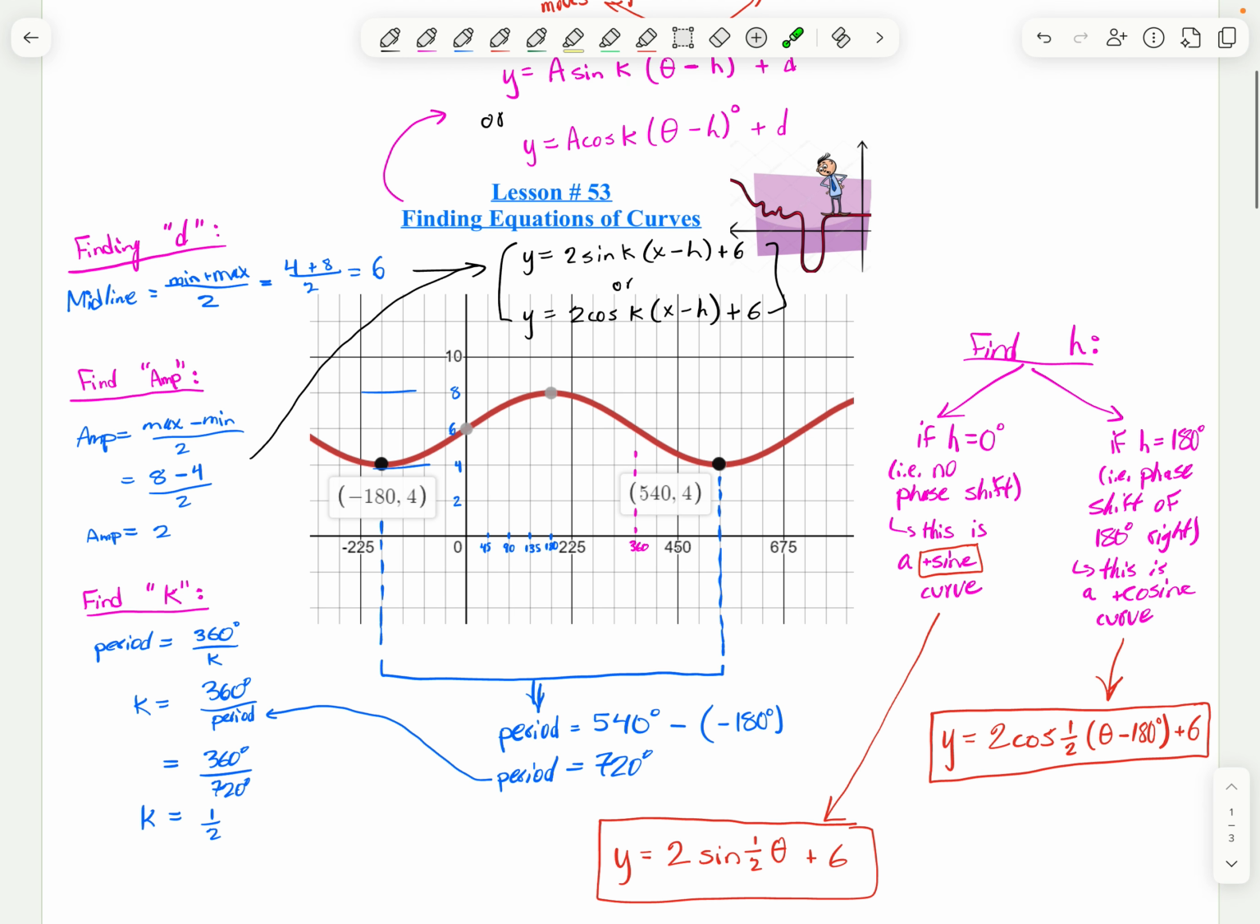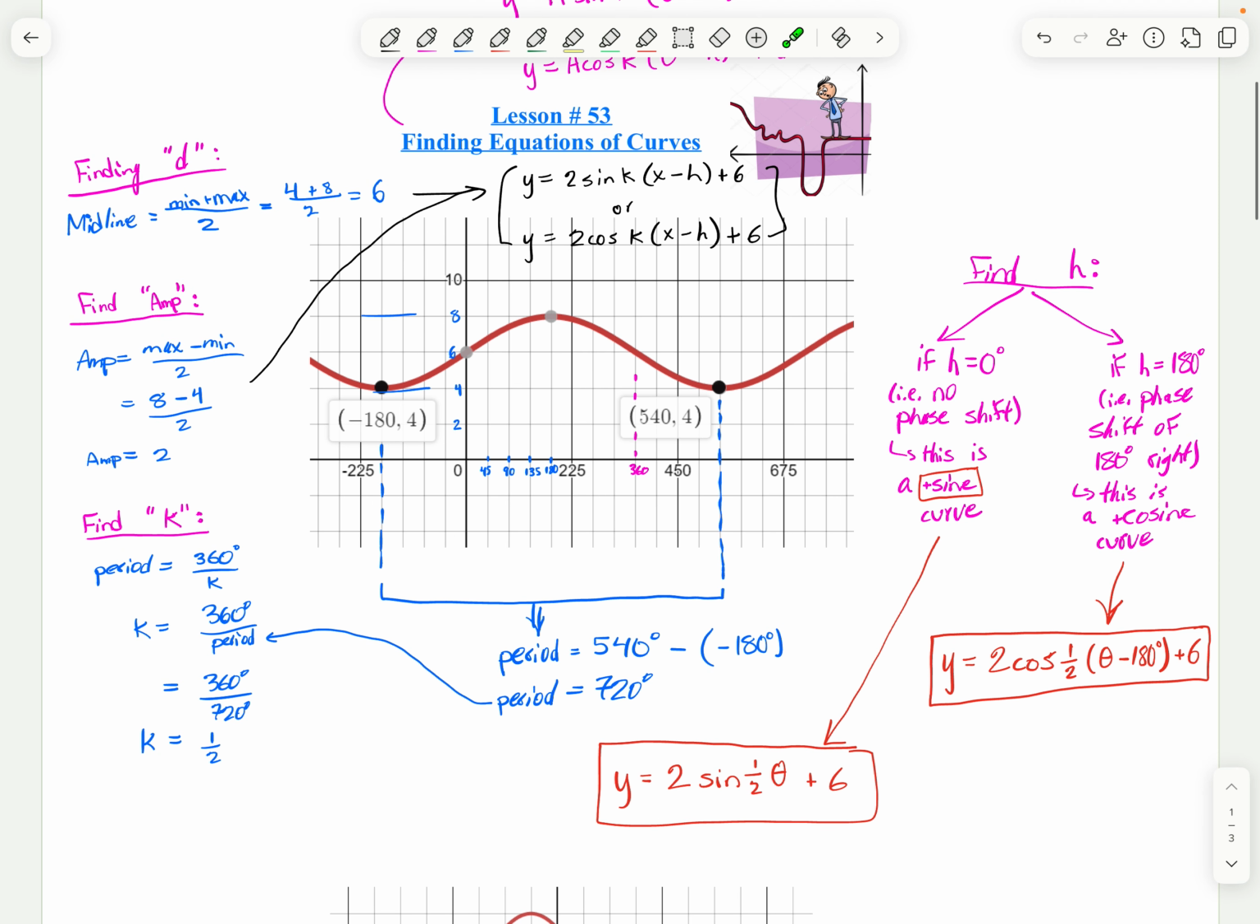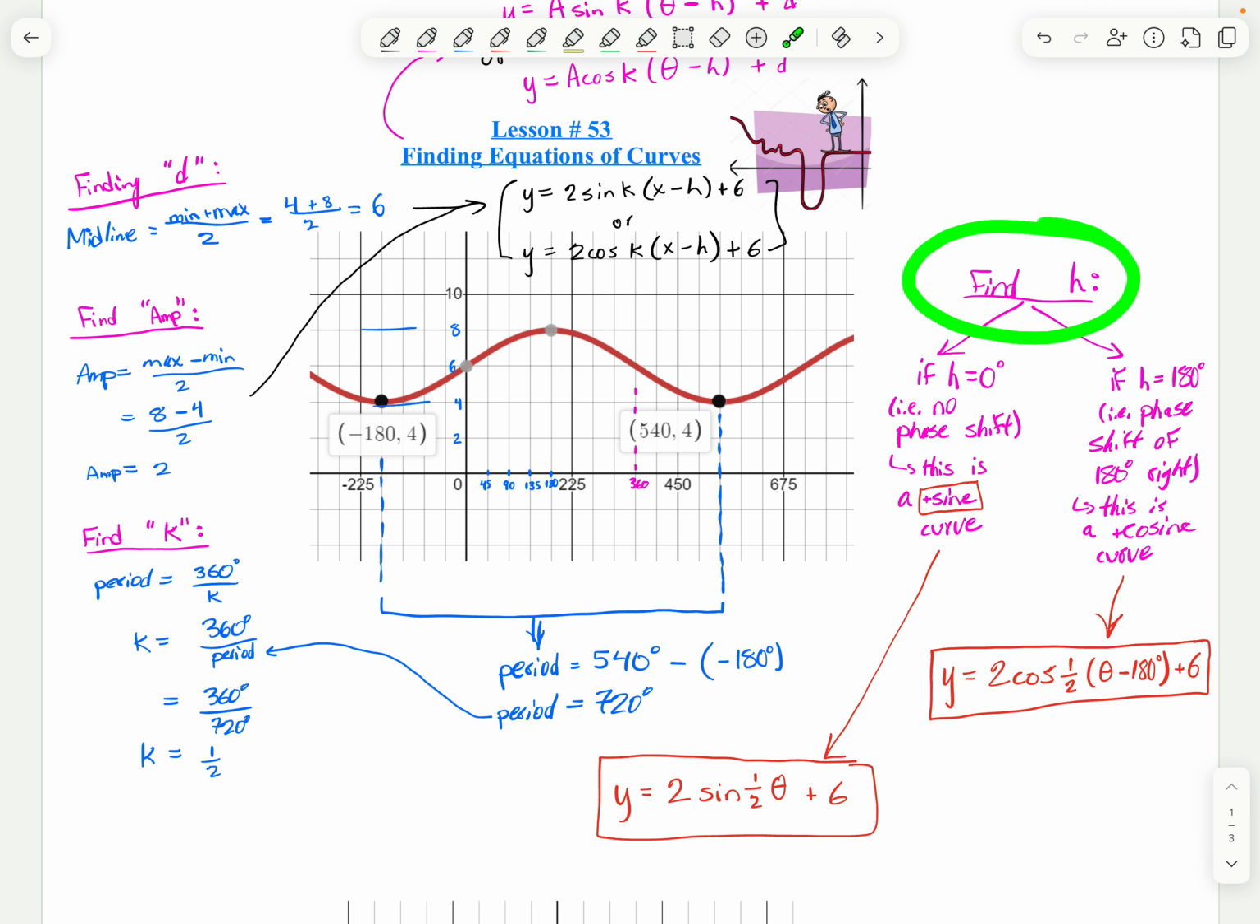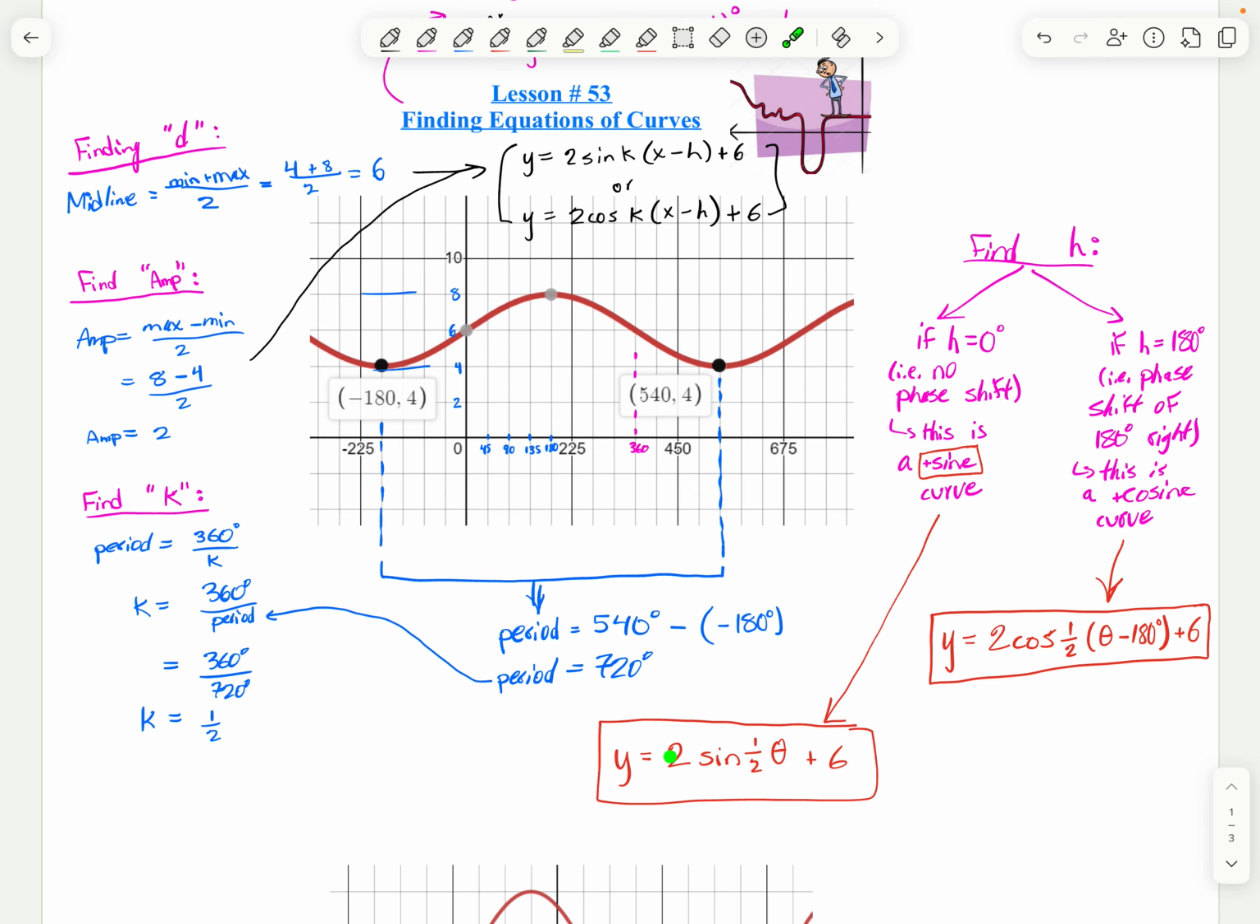Now we have to decide, am I going to use sine or cosine? And that's going to help us figure out what the h value is. So I look at x equals 0 here, and I notice the graph actually crosses the midline y equals 6 and is going up. So this matches a positive sine curve. So a nice sine equation would be just 2 sine of one half theta plus 6.